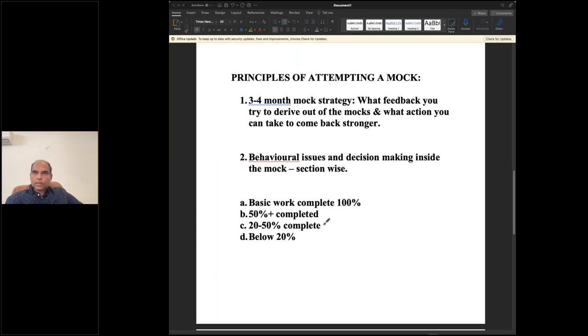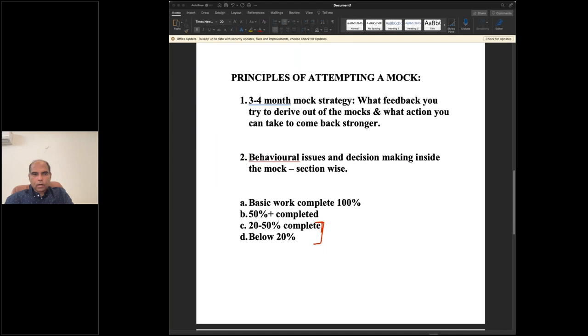So if you belong to these two categories and your portion coverage is your concern, your portion coverage se CAT clear hone nahi wala hai. If you think that you will cover portion and clear the CAT, is not going to happen. Please remember, your CAT clearing is only going to happen out of the work you do inside the mocks and the fine tuning you do, the hand and glove work you do with the mocks. That's what's going to help you clear the CAT.